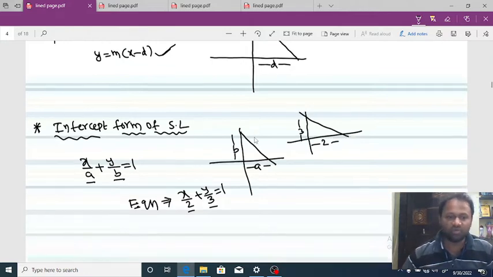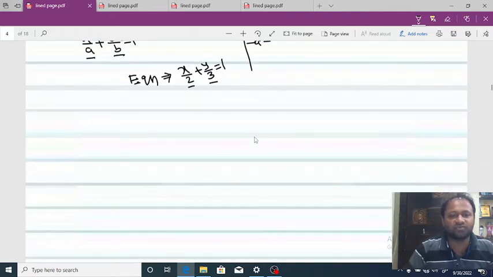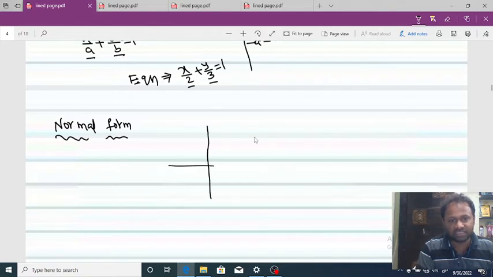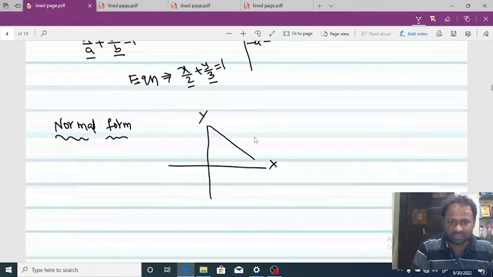One more form is also there, the last form, that is called normal form. So, normal form of a straight line. What does it mean? I will take the same coordinate system, x-axis and y-axis. Suppose this is the line. Normal is nothing but perpendicular. Suppose this is the normal, and the normal to the line makes angle alpha with the x-axis.